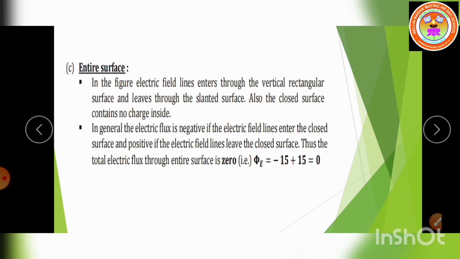If you add the values, the total electric flux through the entire surface is 0. Thus, we calculated the 3 cases.